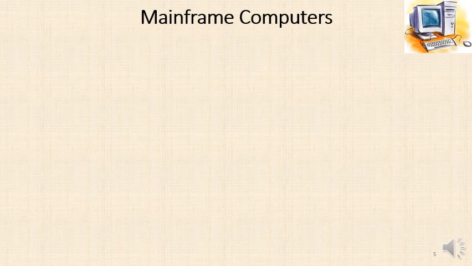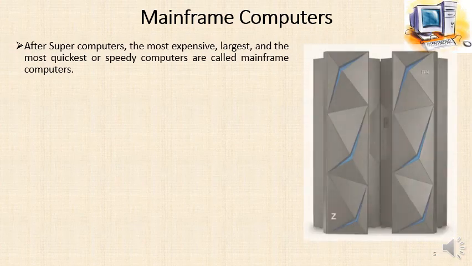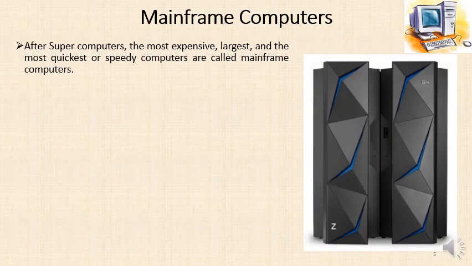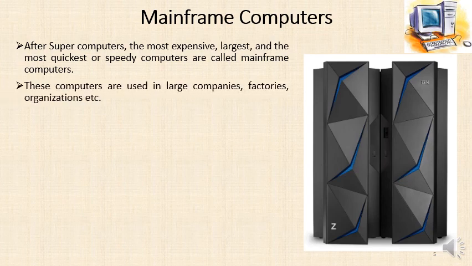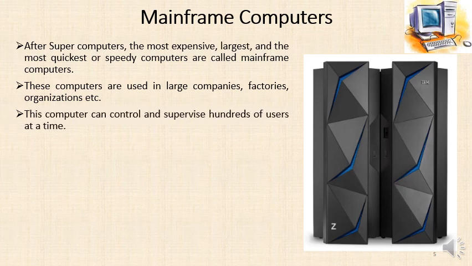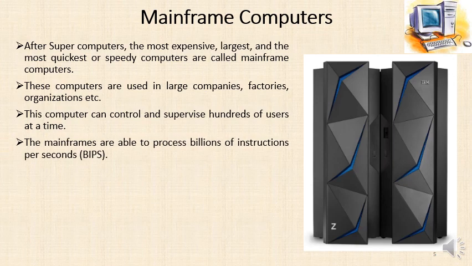Okay, the second most powerful computers are mainframe computers. After supercomputers, the most expensive, largest and quickest computers are called mainframe computers. These computers are used in large companies, factories, organizations, etc. This computer can control and supervise hundreds of users at a time. Mainframes are able to process billions of instructions per second.